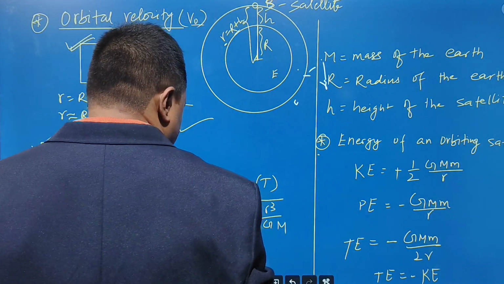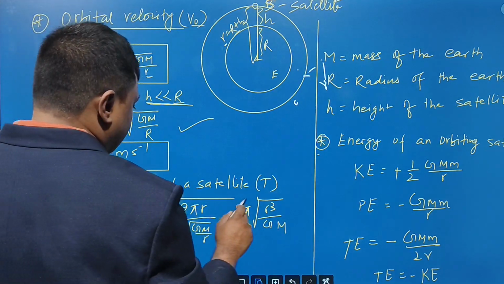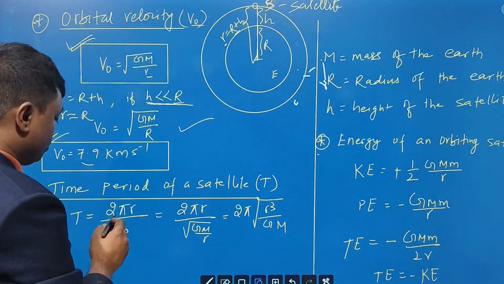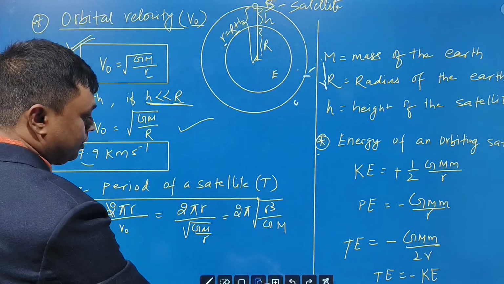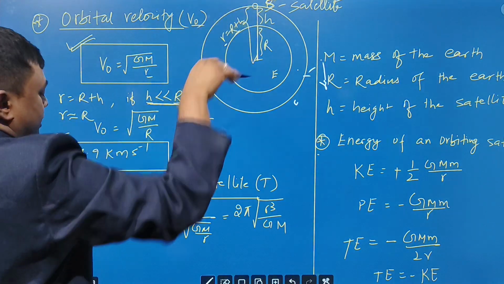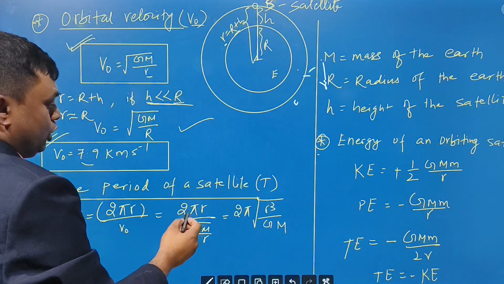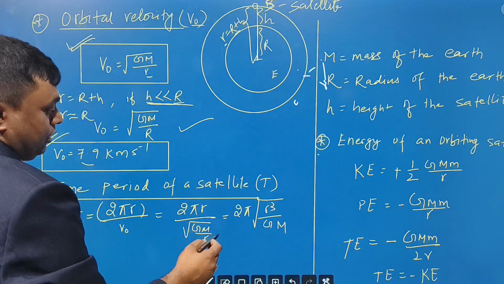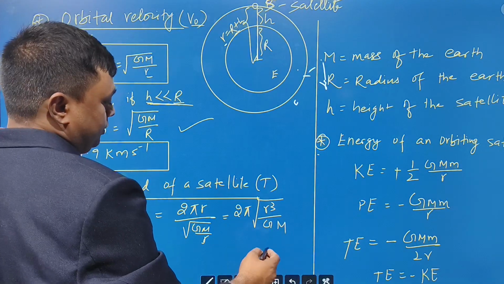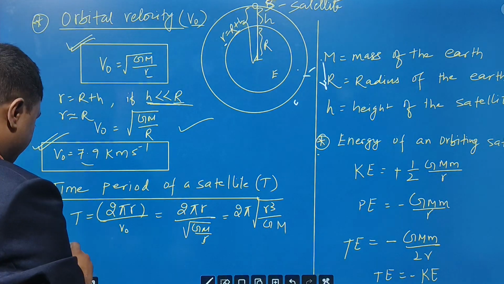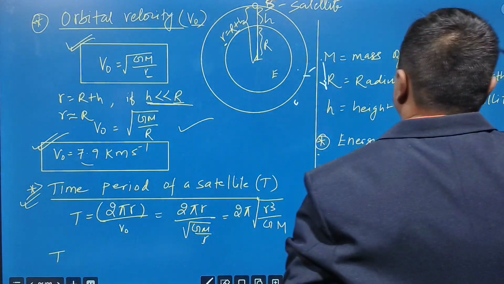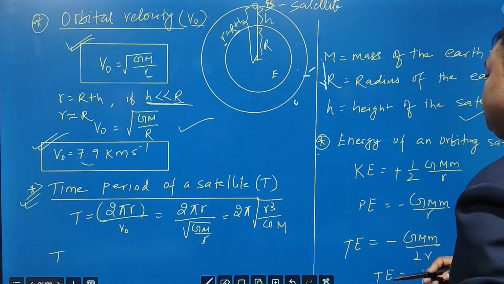Now, time period of a satellite. How do you find the time period? Total distance traveled divided by velocity. Total distance traveled is 2 pi r, the circumference of the path. So 2 pi r divided by orbital velocity. Substitute the value, you get 2 pi r by square root of GM by r. Simplifying, we get 2 pi square root of r cube by GM. This is the expression for the time period of a satellite. M is the mass of the Earth, R is the radius of the Earth, h is the height of the satellite.